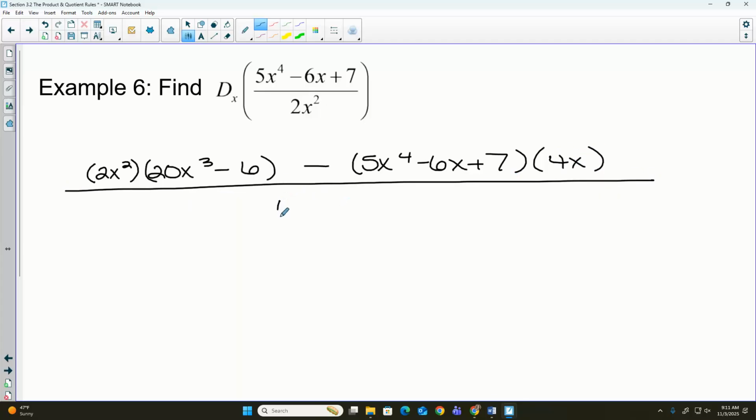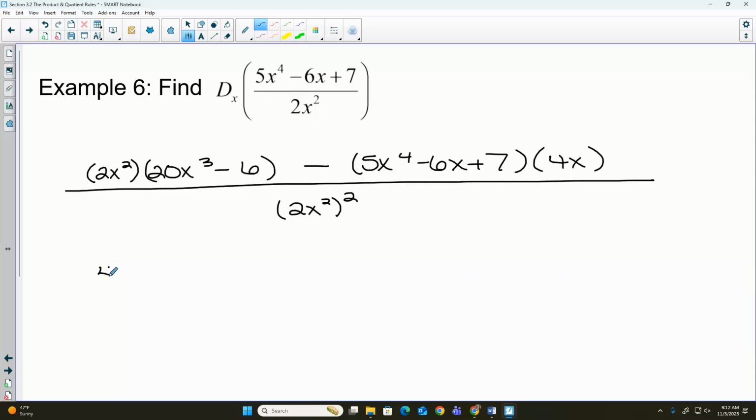Over low, so the entire denominator squared. Low d high minus high d low over low squared. Then we could multiply things out to simplify it.